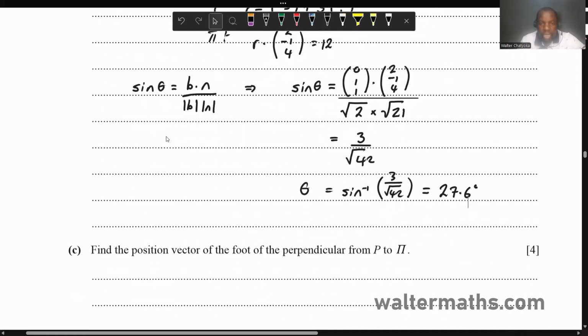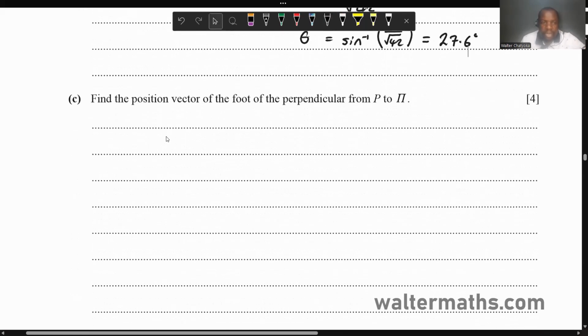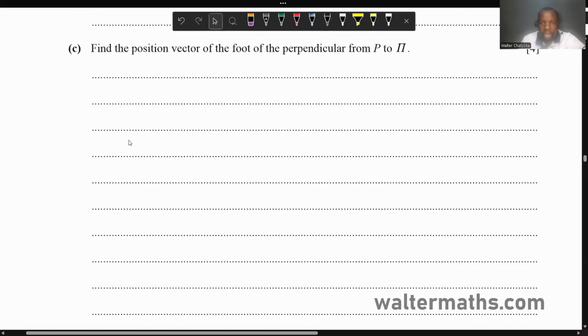Let's move on to the next part. Part C: find the position vector of the foot of the perpendicular from P to pi.